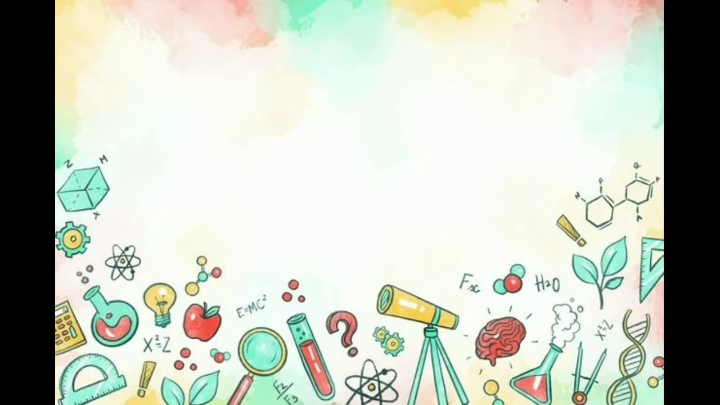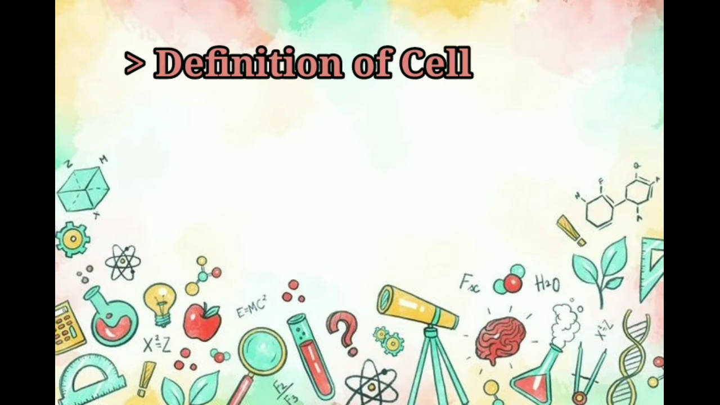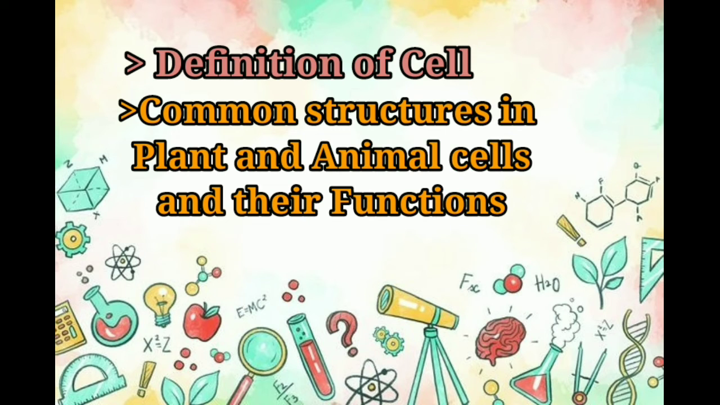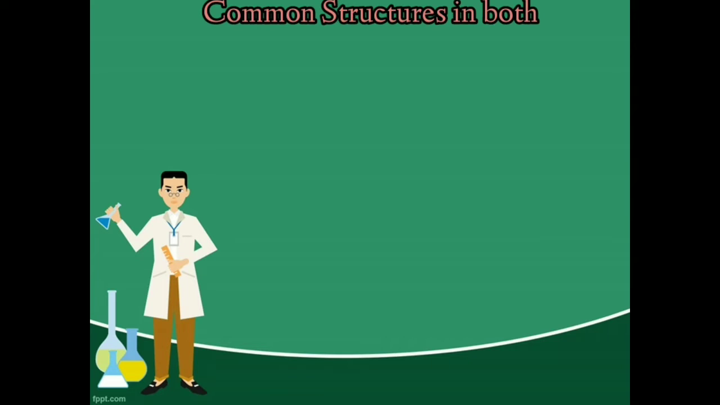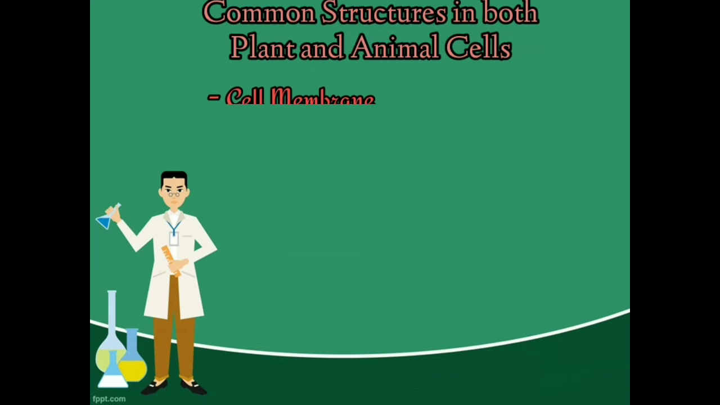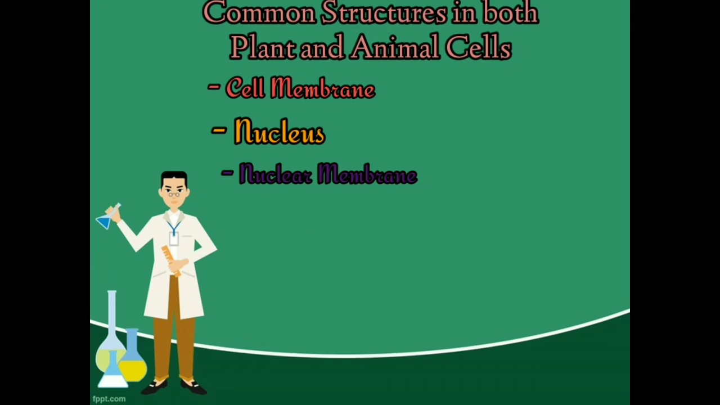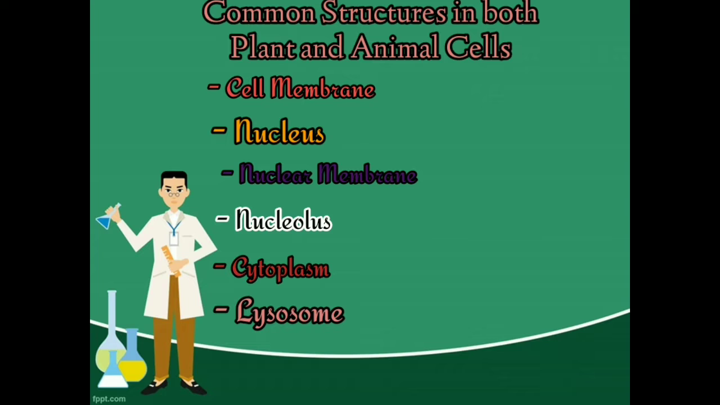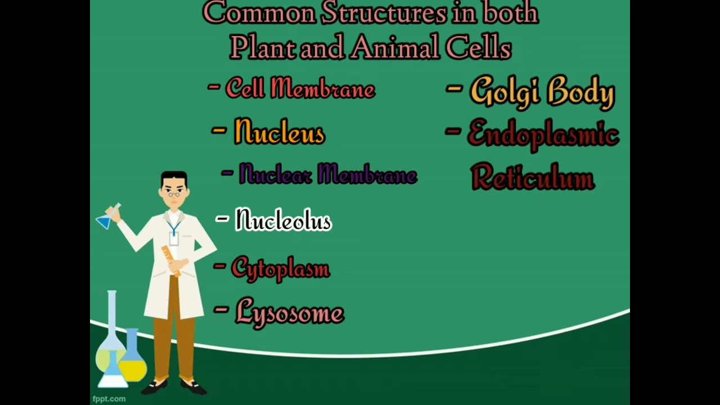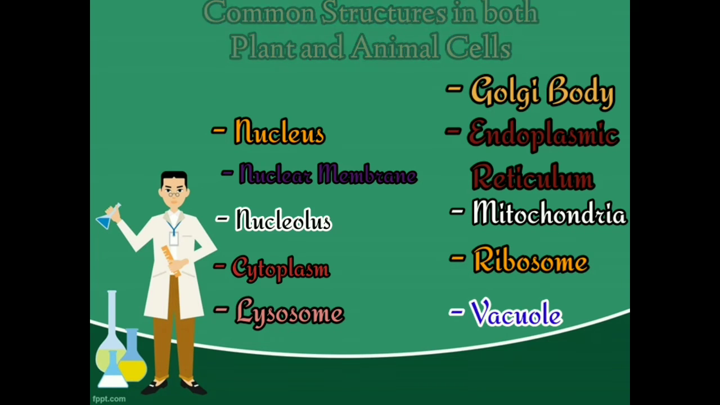Now that we have discussed the cell definition, let us take a look at the common parts and functions of plant and animal cells. These are the cell membrane, nucleus, nuclear membrane, nucleolus, cytoplasm, lysosome, Golgi body, endoplasmic reticulum, mitochondria, ribosome, and the vacuoles.